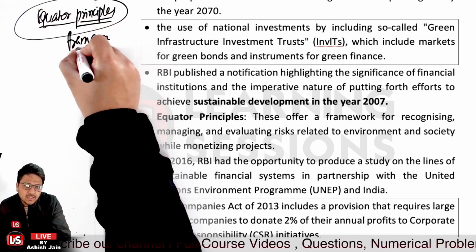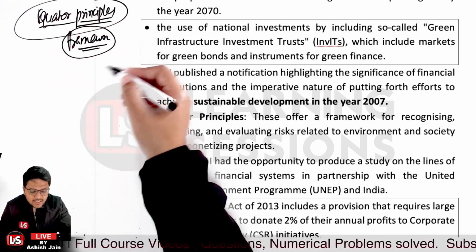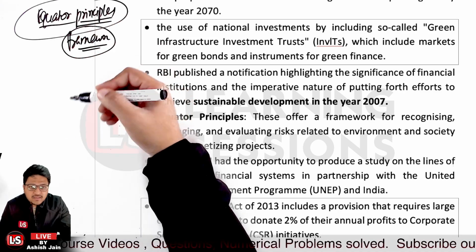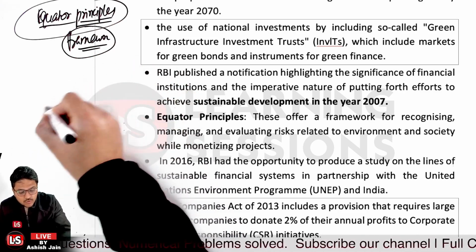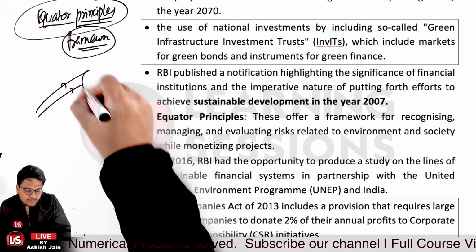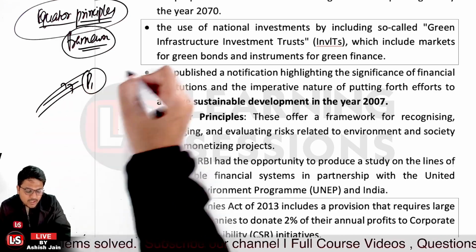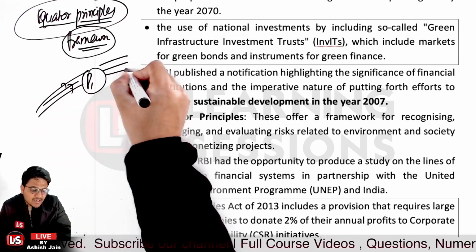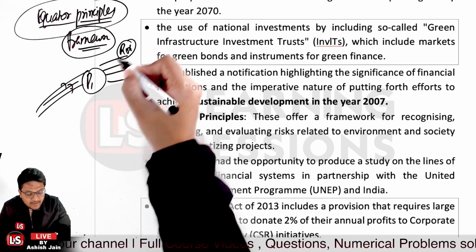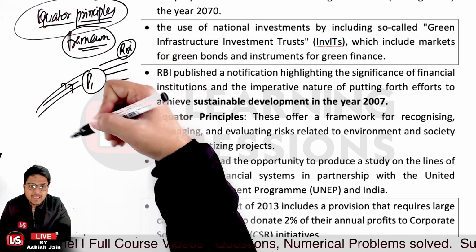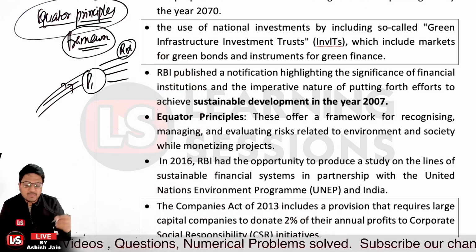They gave us a framework on how we can recognize, how we can manage, and how we can evaluate the risk related to environment and society while financing a project. So when we are financing a project, let's say we are pouring money into it, what are the different risks associated with it, and how will these risks impact society, and what effect will they have on the climate? And how can we evaluate those risks, recognize those risks, and manage those risks?